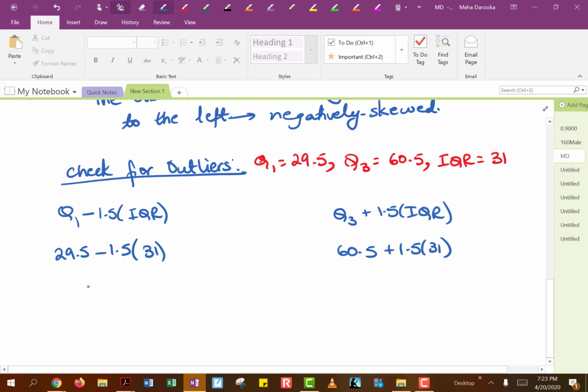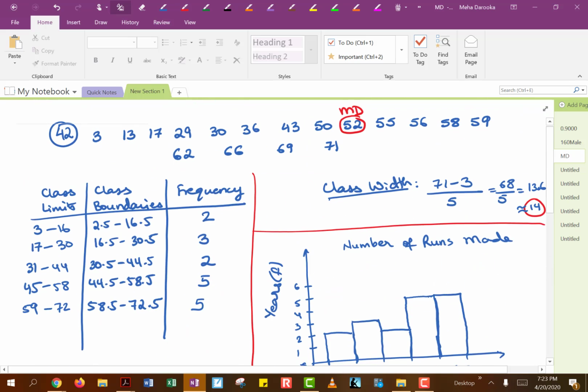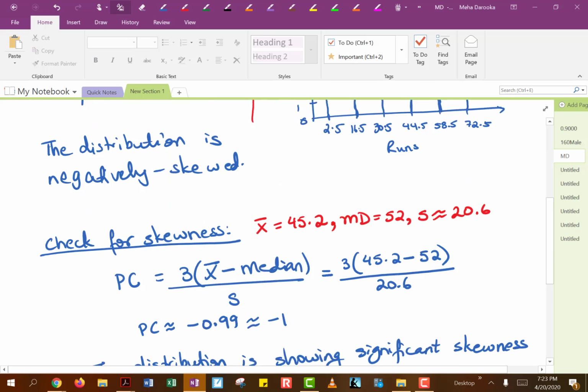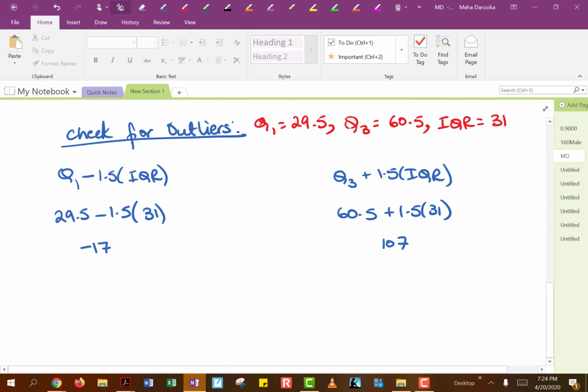When we solve for these values, we end up getting -17 and +107. So if you have any data values that are less than -17 or greater than 107, we would say that those would be our outliers, right? But of course you can see our smallest data value was 3 and the largest data value was 71. So this is telling us that we have no outliers for this data set.